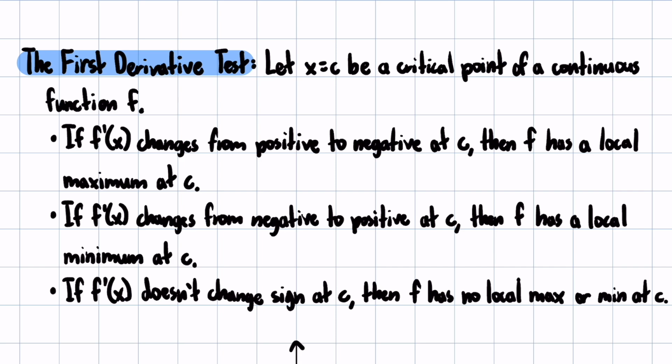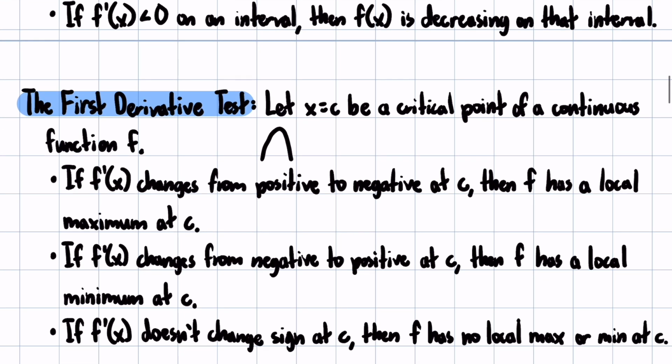Now, let's think about how this looks, right? If f prime of x is changing from positive to negative, the function itself is going from increasing to decreasing, according to the increasing-decreasing test, right? And so it makes sense that at the top of that hump, we'd have a local maximum. The same is going to be true for a local minimum. If at a certain point c, our derivative is changing from negative to positive, the function's changing from decreasing to increasing, so we have a local minimum.